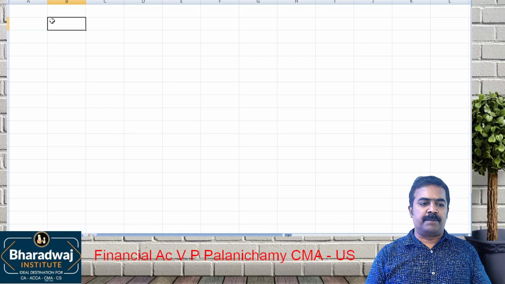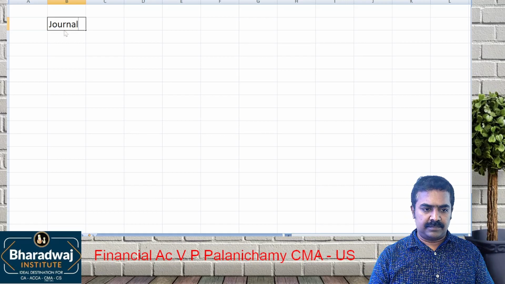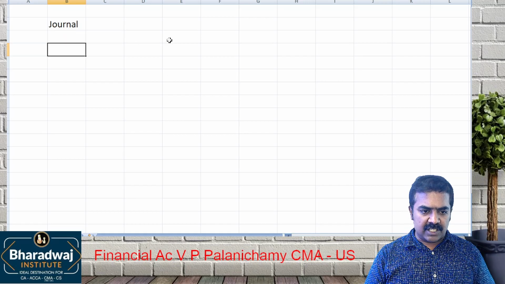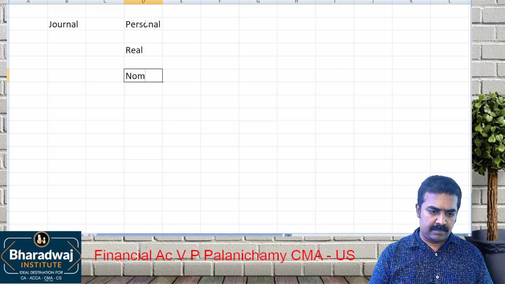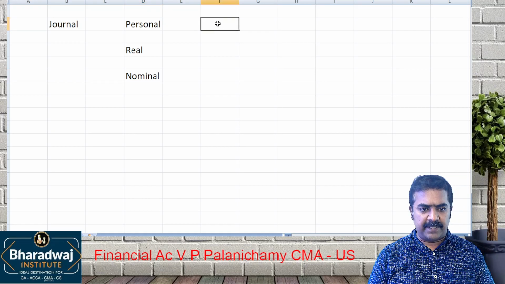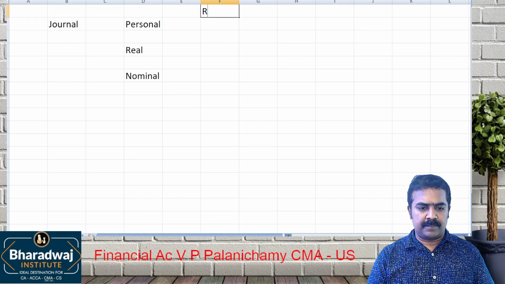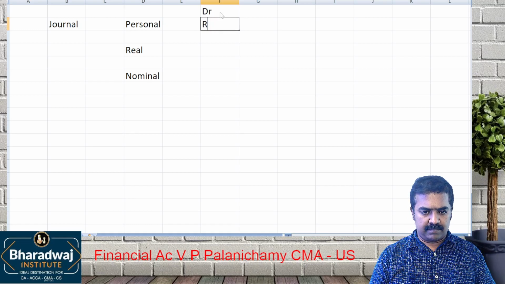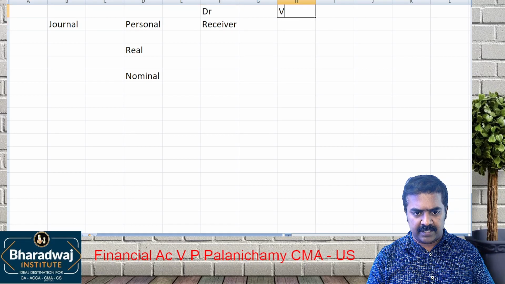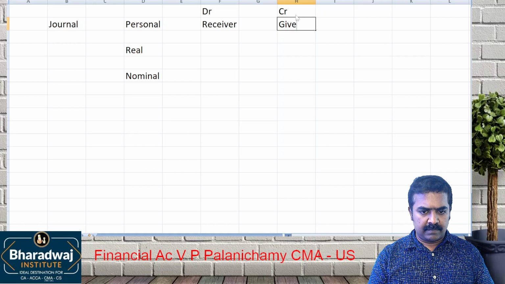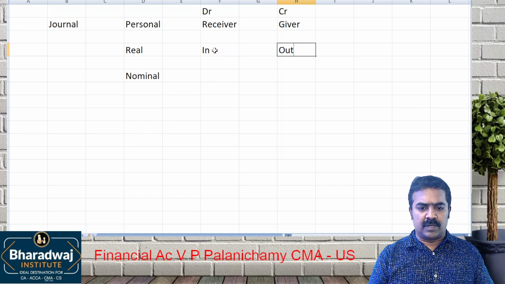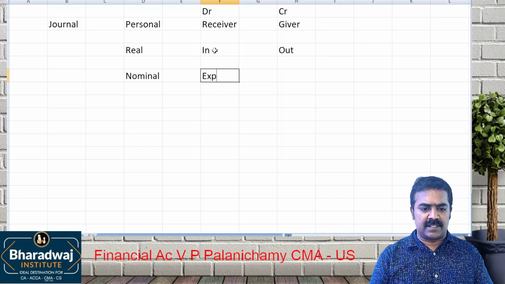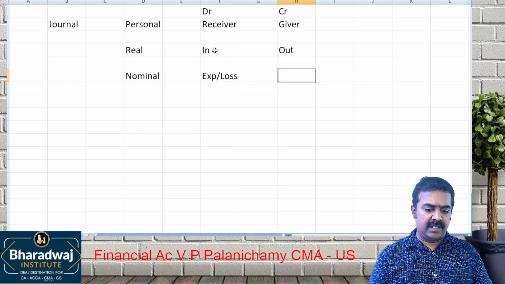For the purpose of preparing journal, we classify the accounts into what category? Personal accounts, real accounts, and what? Where we debit the receiver. What do we debit? And of course, credit the giver. Real accounts, we debit what comes in and credit what goes out. Nominal account, we debit expenses and which one? Assets, and we credit incomes and gains.